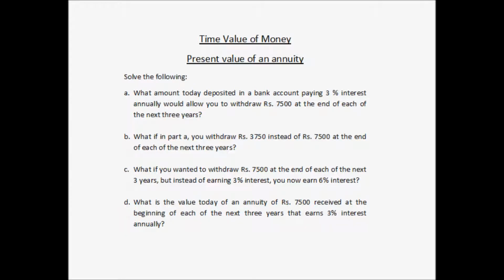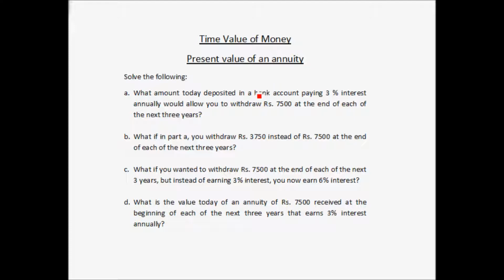Let us look at another example of time value of money to understand the concept of present value of an annuity. So in this example we have been given four parts to solve. Part A says that what amount today deposited in a bank account paying 3% interest annually would allow you to withdraw rupees 7500 at the end of each of the next 3 years.